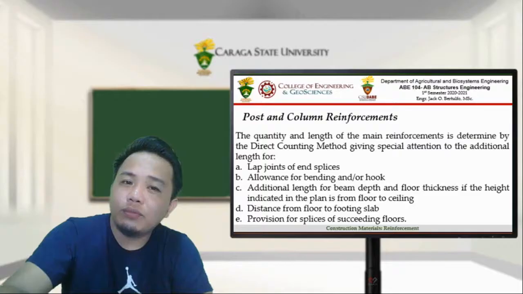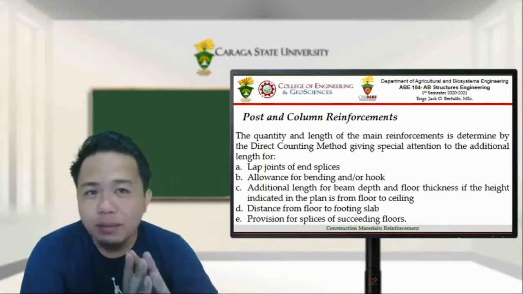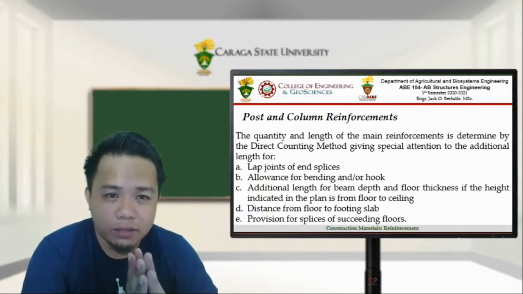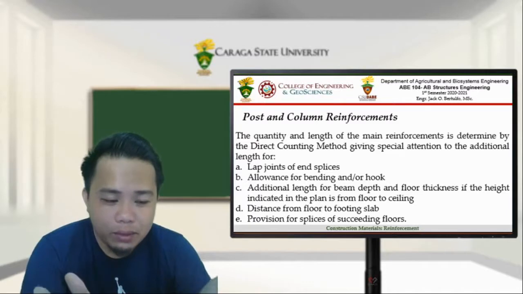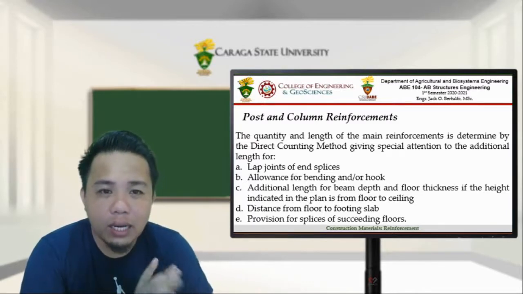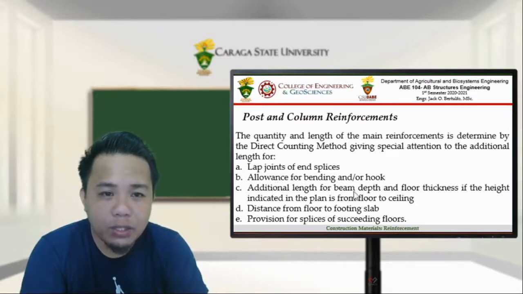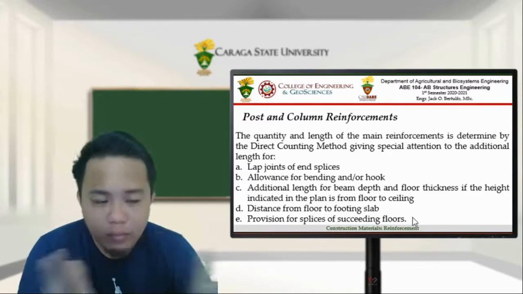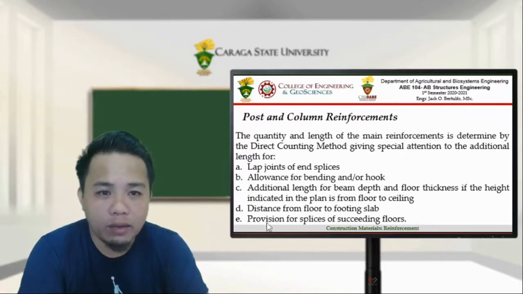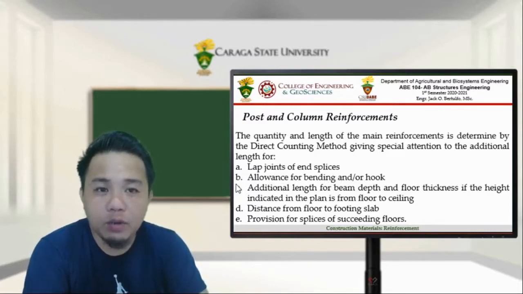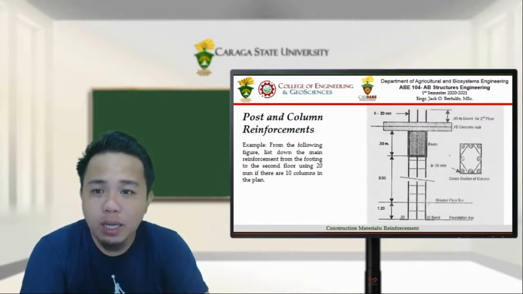You need to specify in your plan the number of reinforcement, because your plan should state the lap joints, the allowance for bending, the additional length of the beam thickness, the distance from the floor, the footing slab, and the provision of splice for the succeeding floor. So it is important for your plan to illustrate these variables in order for you to identify or estimate the number of reinforcement bars. Okay, so I have here an example.